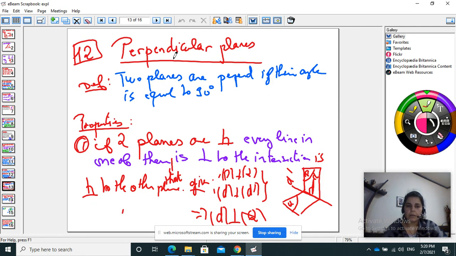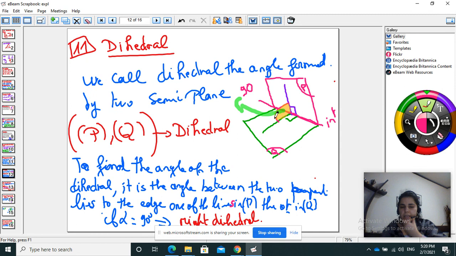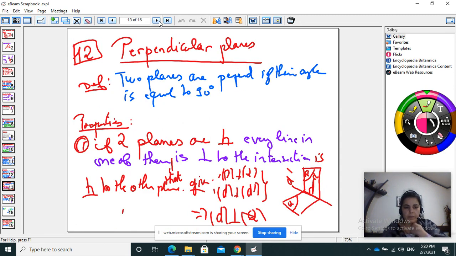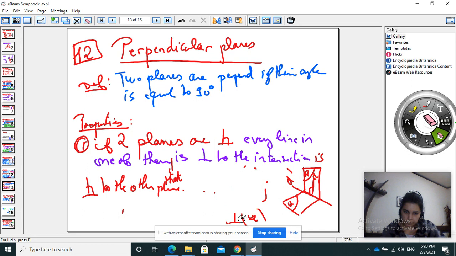Perpendicular planes. Two planes are perpendicular if their angle is equal to 90 degrees. We did it here. If I found the angle of the dihedral is 90, it means the two planes are perpendicular. Now, if two planes are perpendicular, every line in one of them that is perpendicular to the intersection is perpendicular to the other plane. What does it mean? I will erase all of this mess here.